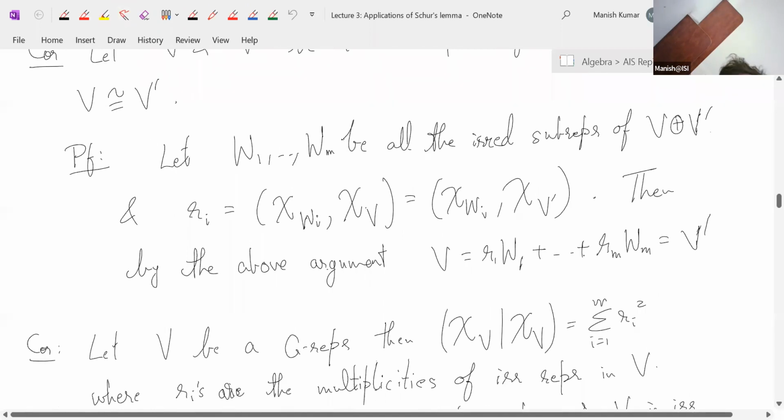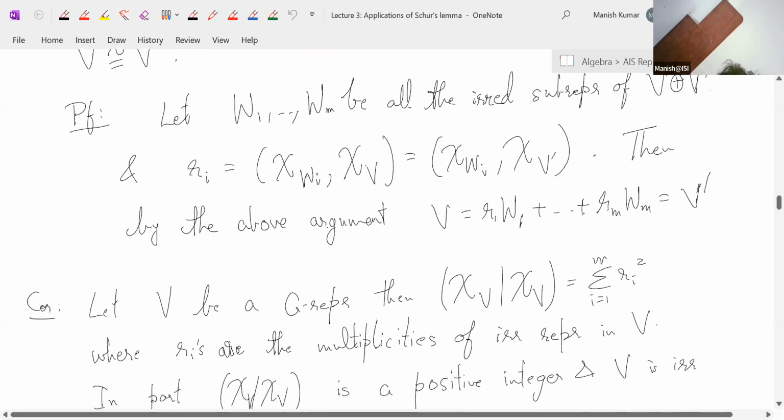So there are many other observations which we can figure out. Now suppose V is some G representation. Then if we look at this pairing, it is going to be the number summation Ri square, because if V is of this form, it has to be summation Ri square, because chi Wi comma chi Wj is 0 if i is different from j. Remember this pairing is additive in both arguments.